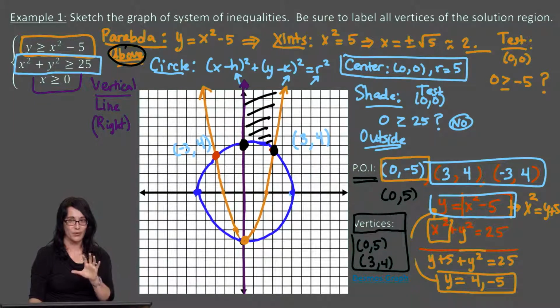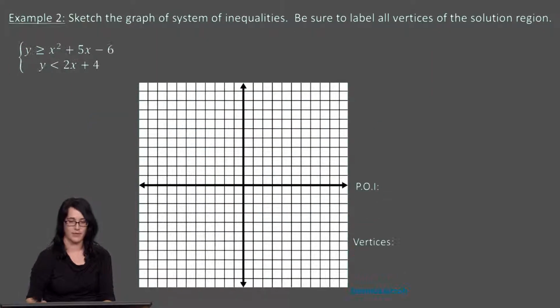All right, so we've done a circle and we've done a parabola. There's one more I'd like to practice with you. Let's take a look. What do we have here? And see if you can do it yourself, of course. You're always welcome to pause. Example 2 says, can you sketch this graph of system of inequalities? And label, of course, all vertices.